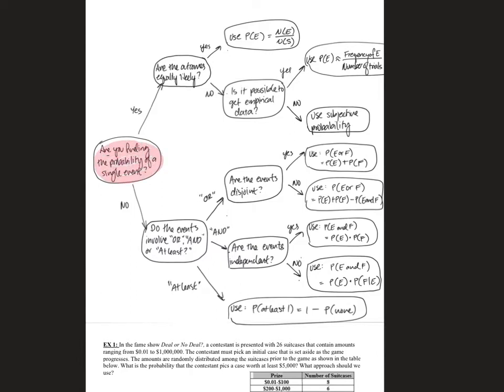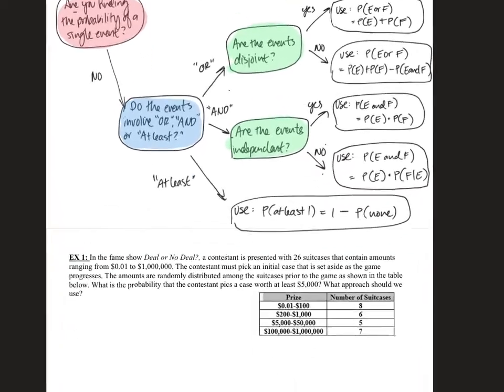Are you finding the probability of a single event? The next good question, are the outcomes equally likely? Or do the events involve or, and, or at least? Is it possible to get empirical data? Are the events disjoint? Are the events independent? Okay, these are some of the good main questions to ask yourself to figure out where you are going with your probability and for the counting.